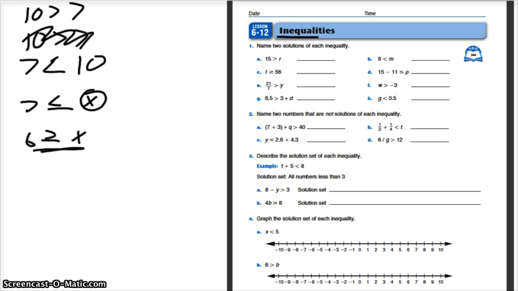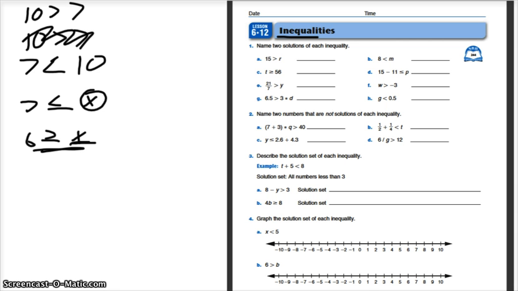So now we're looking at problems where we have our variable. Remember, x or any kind of letter is called our variable. And we have to figure out a solution for the inequality. So I'm going to go through some of the examples on the right here, and you probably want to write them in your math journal page as well. So for number 1, it says name 2 solutions of each inequality. So for A, it's saying 15 is greater than R.